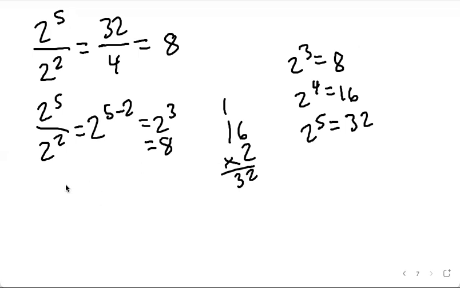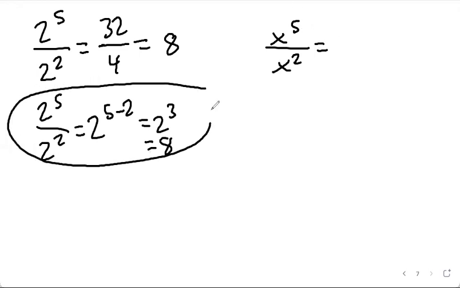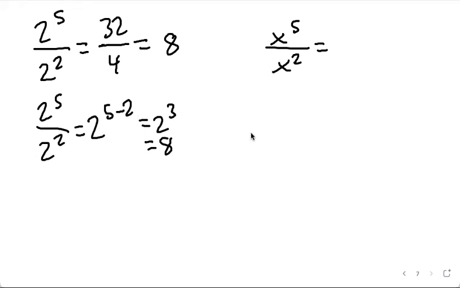Okay, so what if we had letters involved? Let's erase all of this. But what if we had letters involved? So what if I had like x to the 5th divided by x squared? Well, it's the same exact idea, right? We can do the same thing we did here. And you might be thinking, but wait a minute, here we have letters. How come we can do what we did here, even though over here we're dealing with letters? But remember, in math, letters are supposed to be numbers that we don't know.